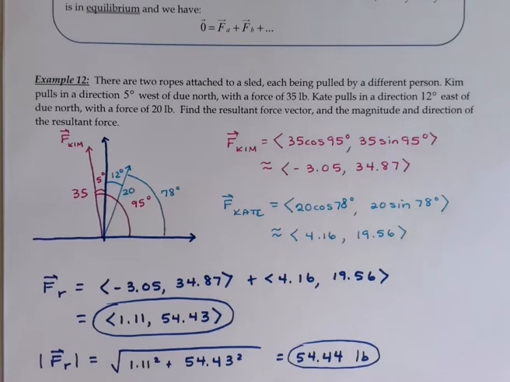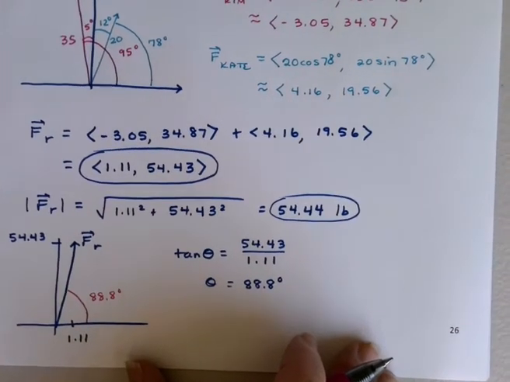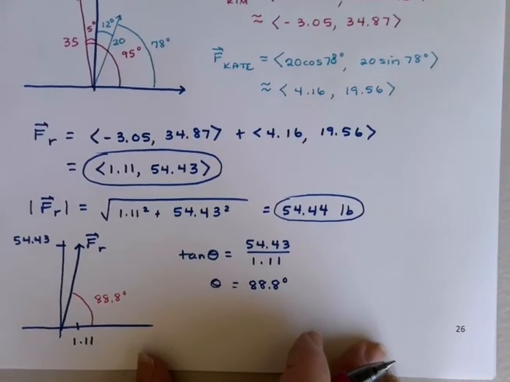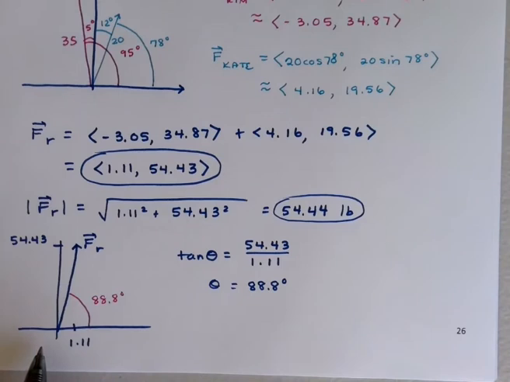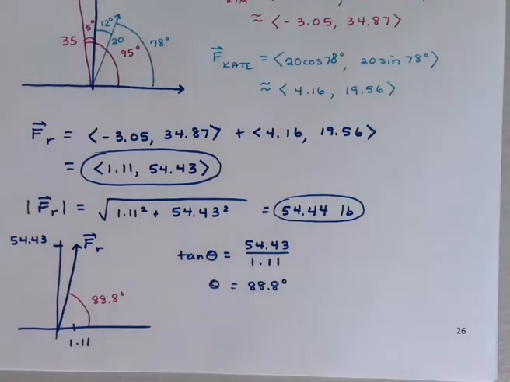Since everything was described in the original problem, I am so sorry, you guys. I did not push that up. Let me bring that up for you so you can see that. So all I did was sketch my vector, and there's the tangent of theta is f2 over f1. Inverse tangent gave me that 88.8 degrees.